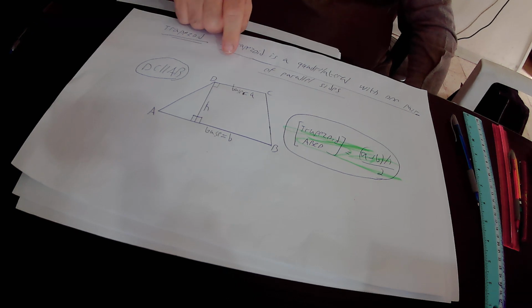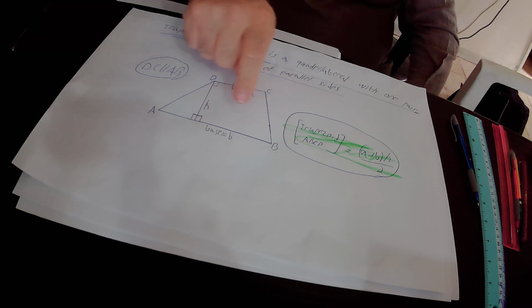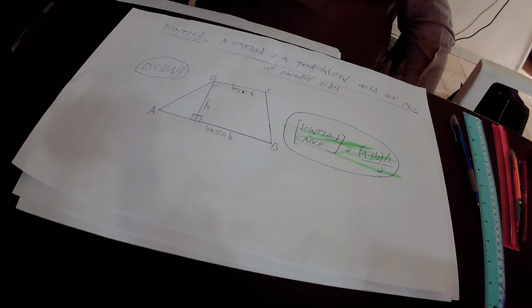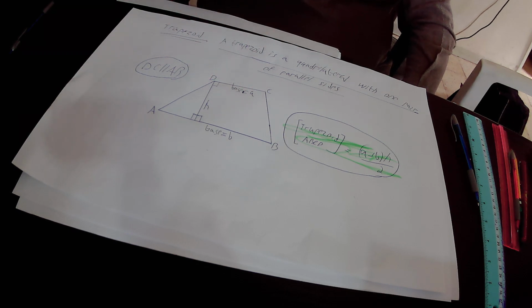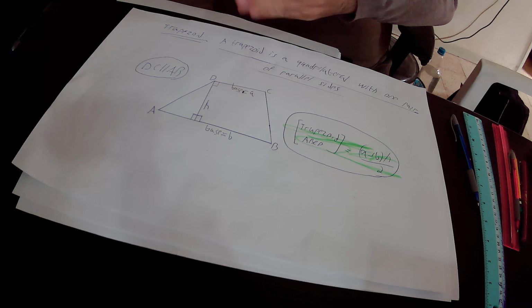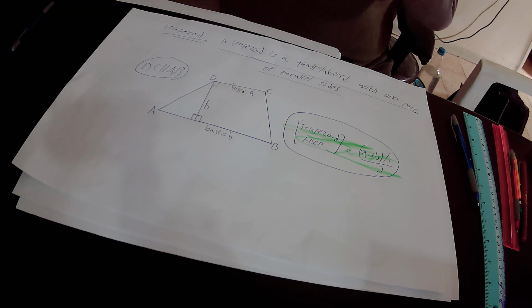If we define the length of the first base DC as A and the length of the second base AB as B, then the area of this trapezoid ABCD will be equal to the sum of its two bases, that is to say A plus B, times the height, that is h, over 2.